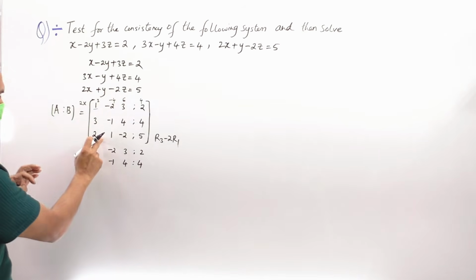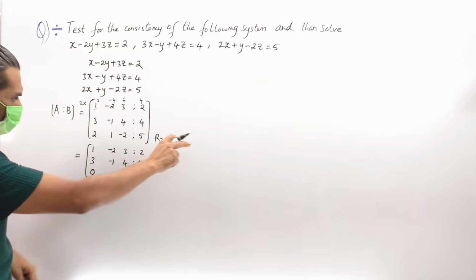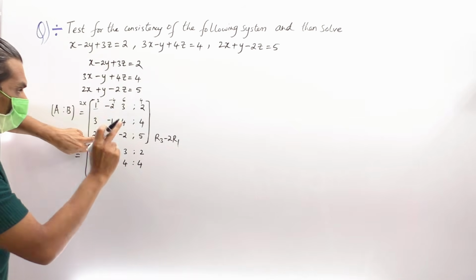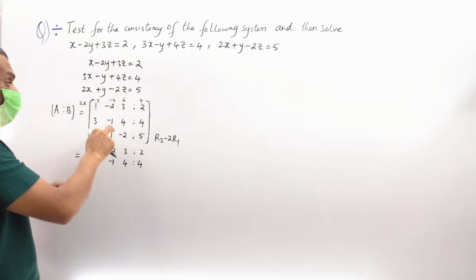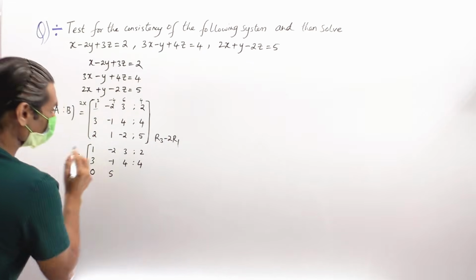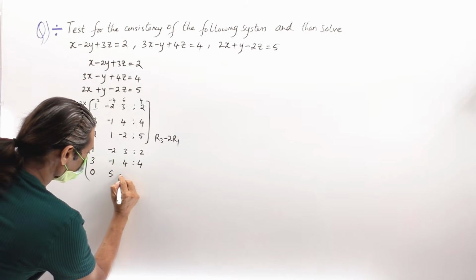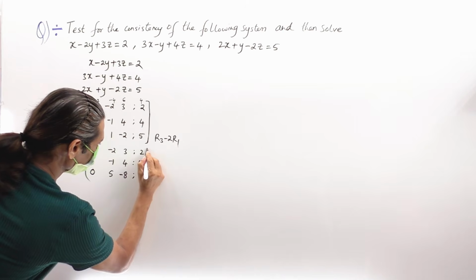Okay, that is my main aim, to make this 2 0. Done. Now, similarly, the same operation will be applied to the row R3. 1, be careful here. 1 minus, the operation is minus 2 R1. So, 1 minus of minus 4 plus 4. So, 5. Minus 2 minus 6 minus 8. And lastly, 5 minus 4 is 1.